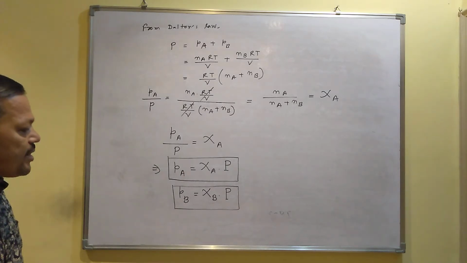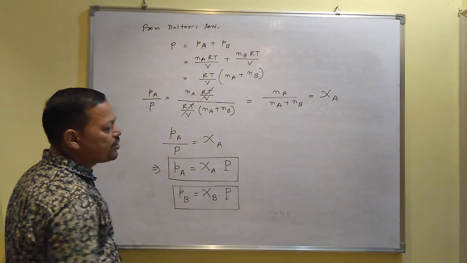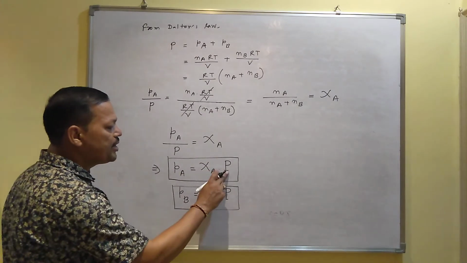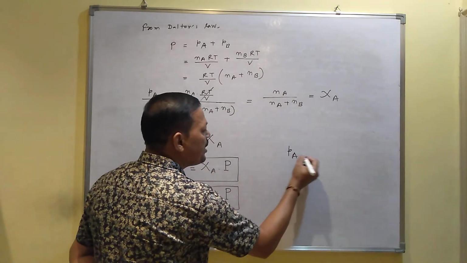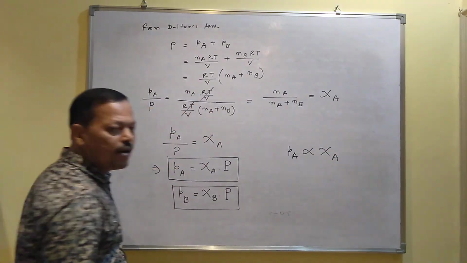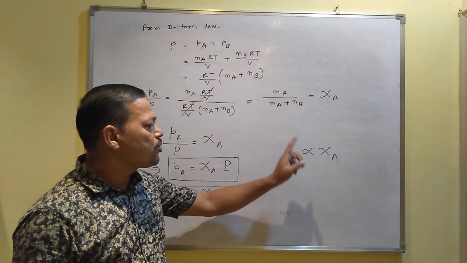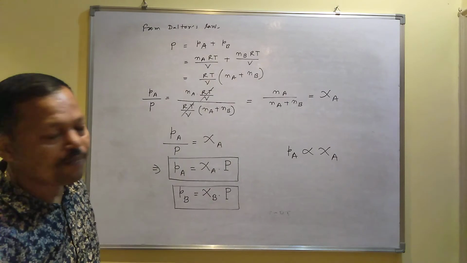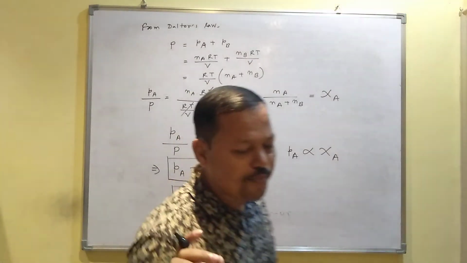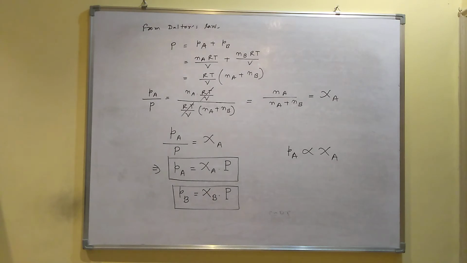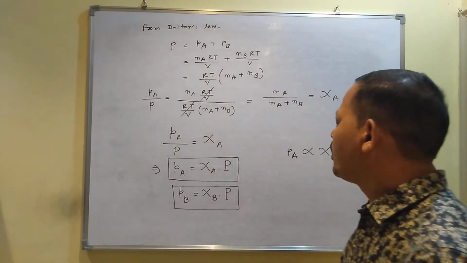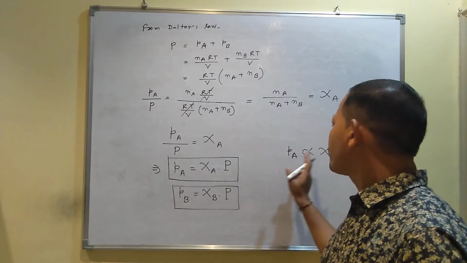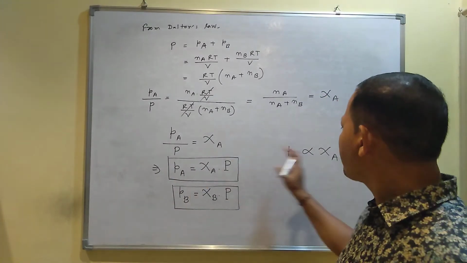And suppose total pressure is constant, if this one is constant, then you can write PA is directly proportional to χA. I mean, the partial pressure of a gas is directly proportional to the mole fraction of the gas at constant total pressure. I mean, if the total pressure is constant, then the partial pressure of the gas is directly proportional to the mole fraction of the gas. In exam, the question may be asked like this: prove that at constant total pressure, partial pressure of a gas is directly proportional to the mole fraction of the gas. So from this equation you can prove it.